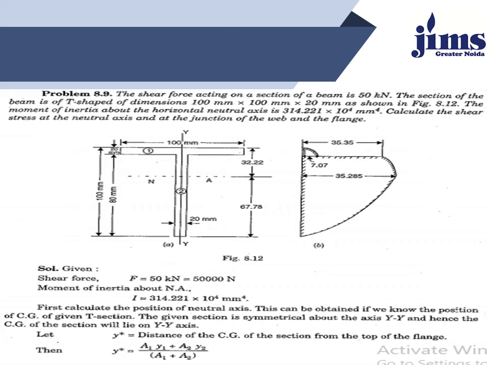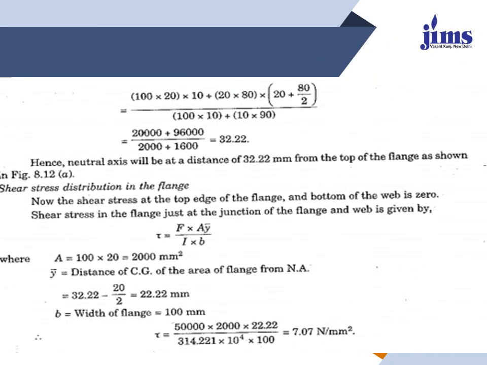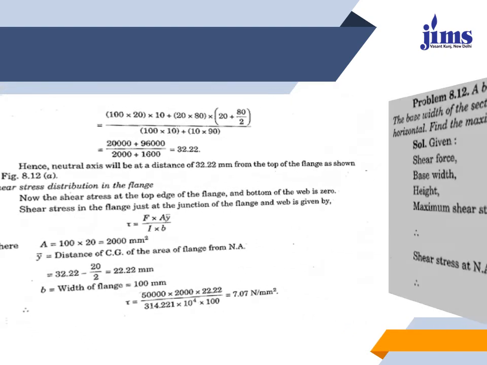So in this question, first of all we have to calculate the position of neutral axis, that is y bar is equal to a1 y1 plus a2 y2 divided by a1 plus a2. The position of neutral axis is 32.33. Hence the neutral axis will be at a distance of 32.33 millimeter from the top of the flange as shown in the figure. Then the shear stress is tau is equal to A y bar divided by I multiplied by b. So putting the values of A, y, I and b, we get the result, that is tau is equal to 7.07 Newton per millimeter square.